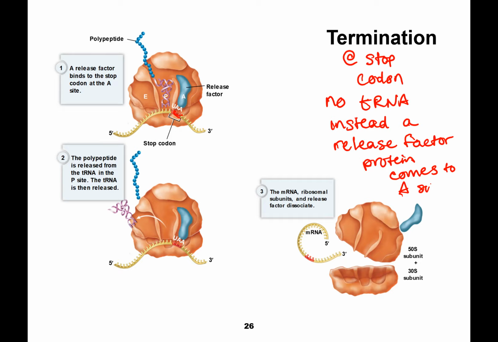Okay, so the release factor comes in, and since there's no tRNA to hook the next amino acid to, the protein is released, and the signal is to stop, and the ribosome releases the mRNA. Okay, that's why stop codons mean stop. Even though there's still more RNA that you could translate, the ribosome is actually falling apart, and so you don't get any more translation.